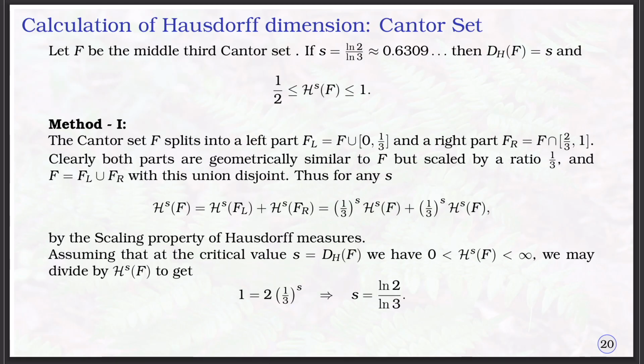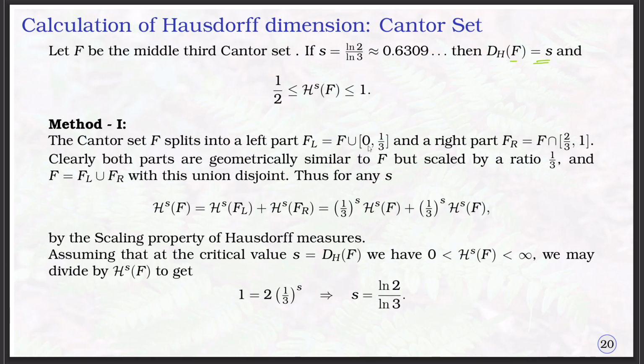Now let us try to calculate the Hausdorff dimension of the Cantor set. There are two arguments we are going to propose. If F is the middle third Cantor set, as we discussed when constructing it, and if s equals ln 2 by ln 3, then the Hausdorff dimension of F equals s, which we need to prove. That means the s-dimensional Hausdorff measure lies between 1/2 and 1. Fine.